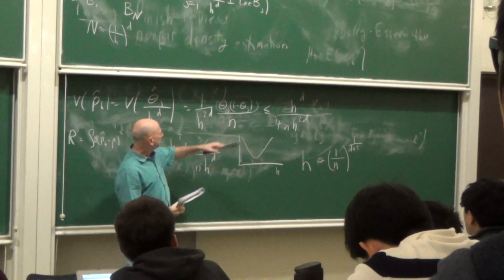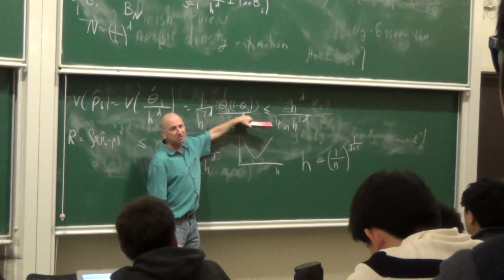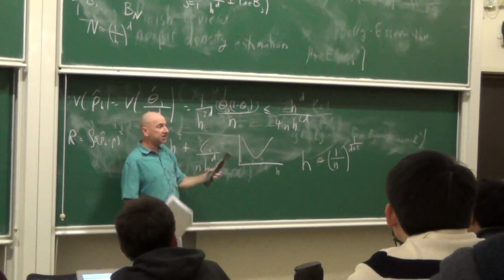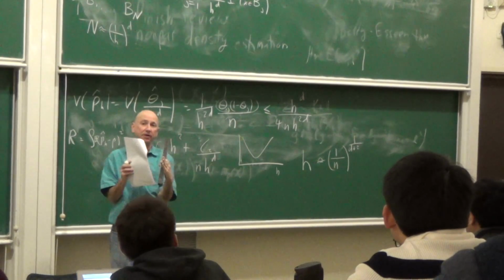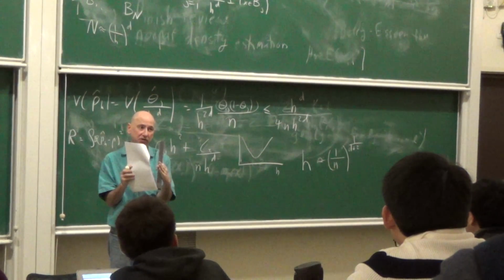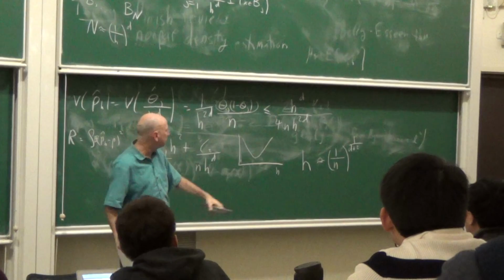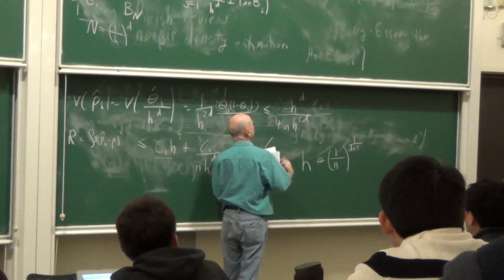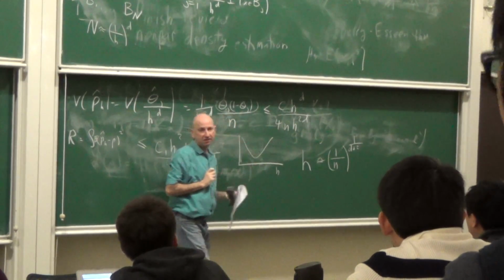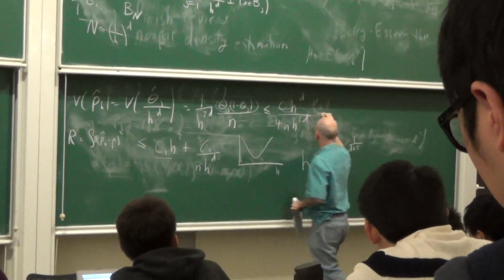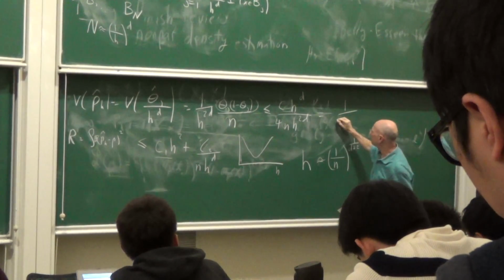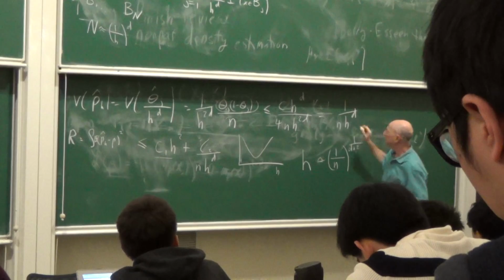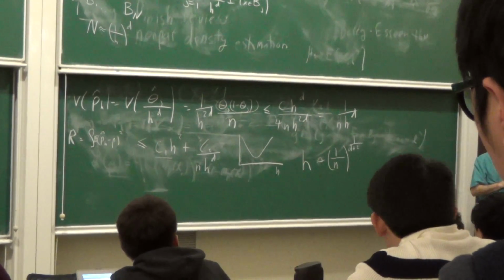1 minus theta j is less than 1. Theta j is the probability of a cube. The probability of the cube can be no more than the volume of the cube, or of the order of the volume of the cube, which is h to the d. That gives you 1 over n h to the d. And that's critical. That's not a constant.